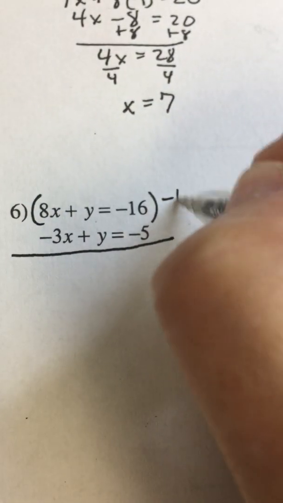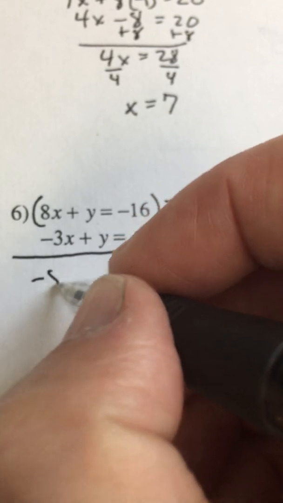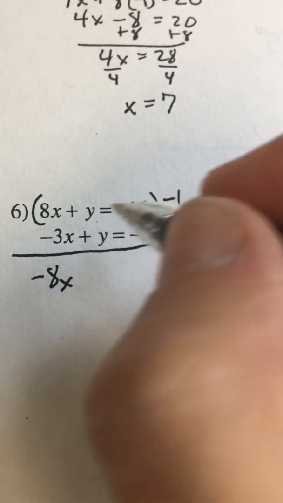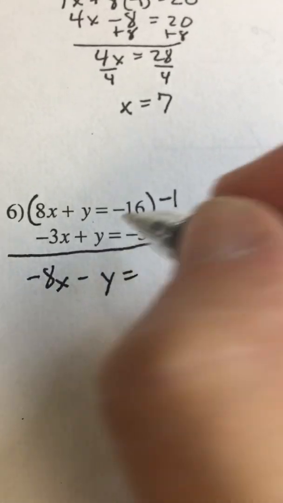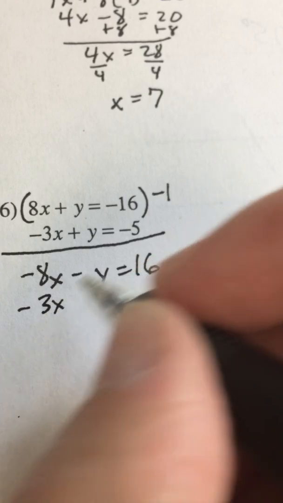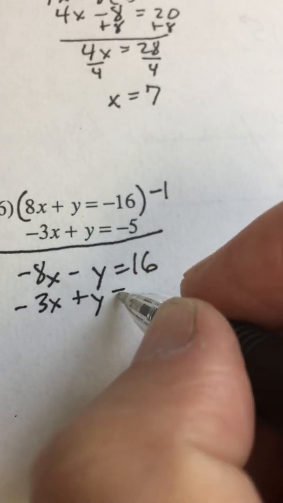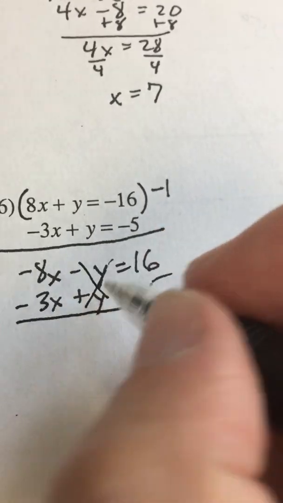So here's my -1. So -1 times -8, or -1 times 8 is now -8x. Negative times positive is now -1y. And negative times negative is now positive 16. Second equation I did not change because I want it to stay positive y. And that equals -5. And now when I add them together, the y's are going to cancel out.